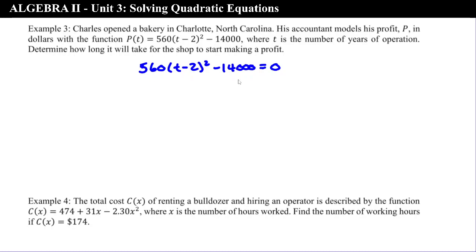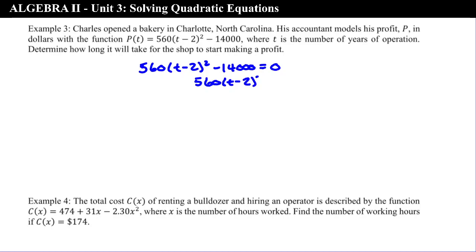So from here, we are going to solve it. Now, what is the best method to solve this one? Well, we have t minus 2 quantity squared. It looks very much like vertex form, right? Since we have a t and a square, and that's the only t we have, I think taking the square root would be our best option. So if that's our best option, let's go that route.